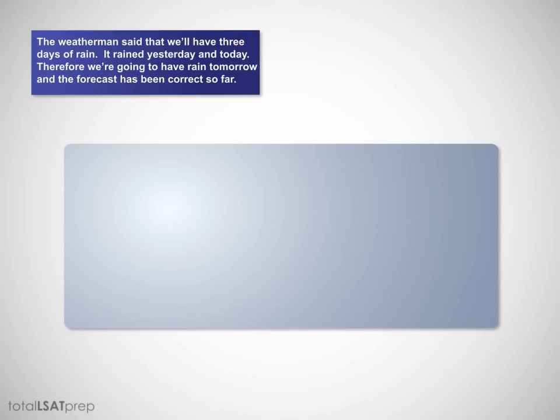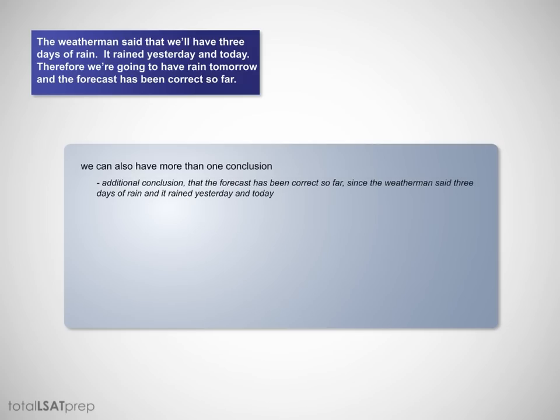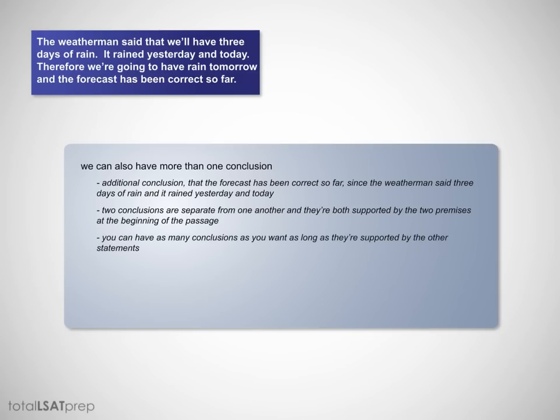Okay, let's take a look at this argument. It says, the weatherman said that we'll have 3 days of rain. It rained yesterday and today. Therefore, we're going to have rain tomorrow, and the forecast has been correct so far. Well, we can also have more than one conclusion. The additional conclusion is that the forecast has been correct so far, since the weatherman said 3 days of rain and it rained yesterday and today. The 2 conclusions are separate from one another, and they're both supported by the 2 premises at the beginning of the passage. You can have as many conclusions as you want, as long as they're supported by the other statements.